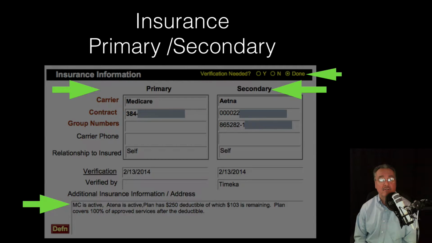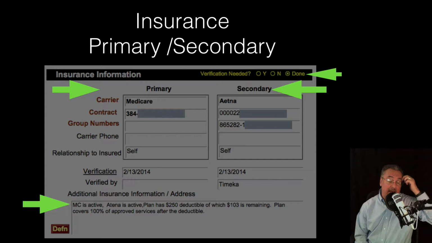A secondary insurance is one that would be able to come into play for those things that the primary insurance does not cover. A secondary insurance, for example, when the primary is Medicare, could be a Medicare supplemental program, or it could be just a secondary insurance.